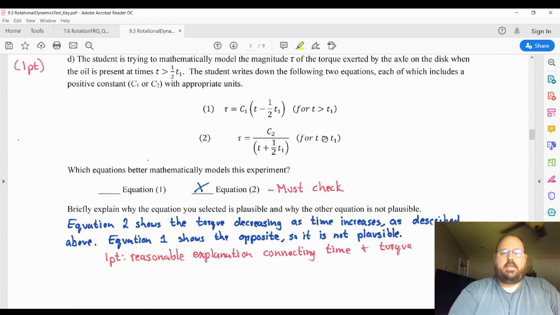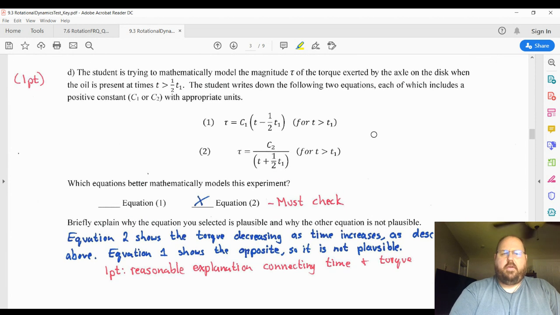All right, and then part D, this looks kind of scary, but it's really not. A student's trying to mathematically model the magnitude tau of the torque exerted by the axle on the disk when the oil is present at time t greater than 1/2 T1. So what this is telling you is this is for after we started dripping the oil on the axle.